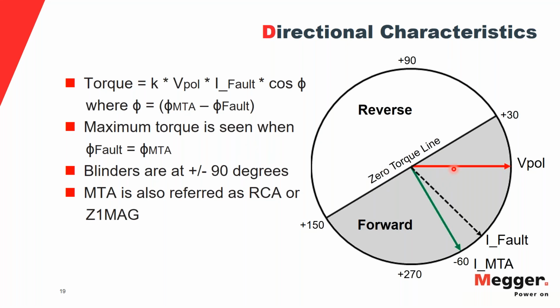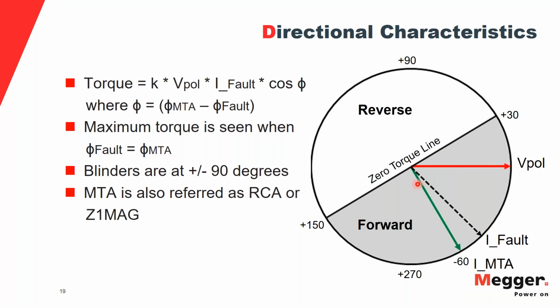Right. So in this example, I have a signal which is called a polarizing quantity. This polarizing quantity is nothing but a reference quantity which is not affected by the fault. So it's unaffected by the fault. It's constant. So we can have this polarizing voltage as a good reference to decide whether my fault is forward or reverse.